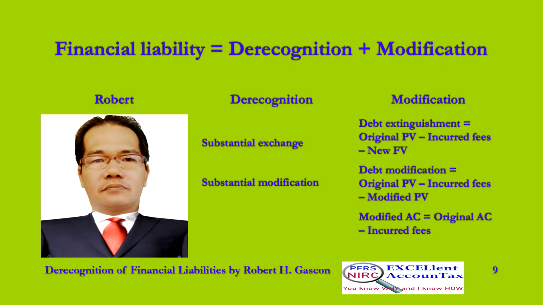Or if the absolute difference in present values is less than 10% of the present value of remaining original cash flows, discounted at original effective interest rate, and fees were incurred, without change in future cash flows, then the incurred fees are adjusted against the amortized cost of the modified financial liability.